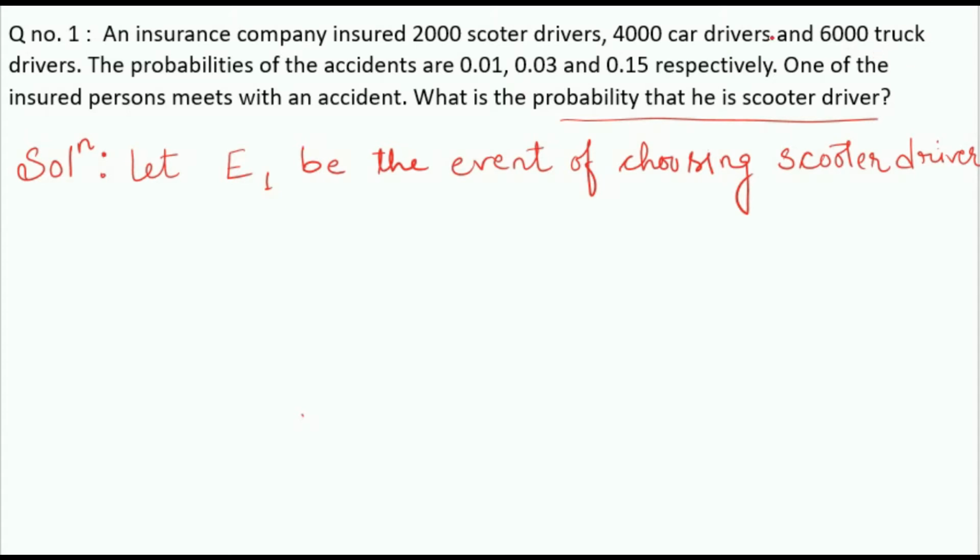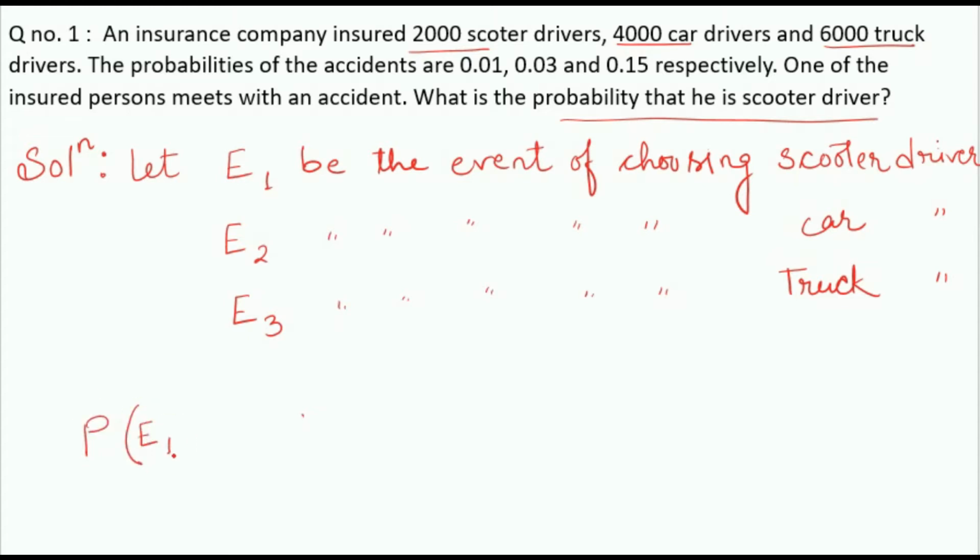So I cannot neglect their probability because they have said one of the insured persons meets an accident. The accident may have come from this one also, or it might have come from this. I don't know. So let's make all of them events. E2 be the event of choosing a car driver, and E3 be the event of choosing a truck driver. Whenever you read a problem, always see what you have to find and then according to that define your event.